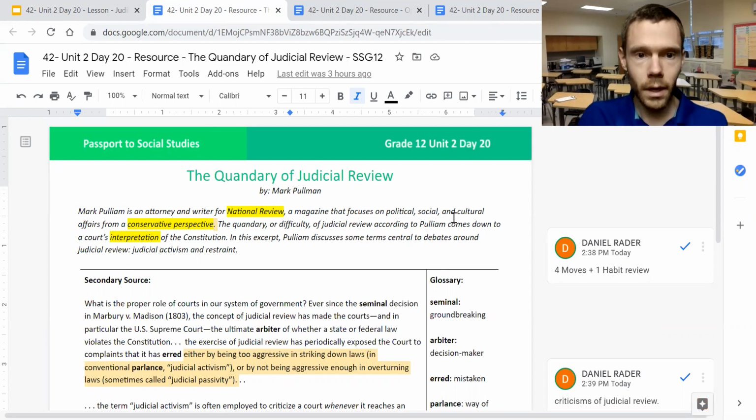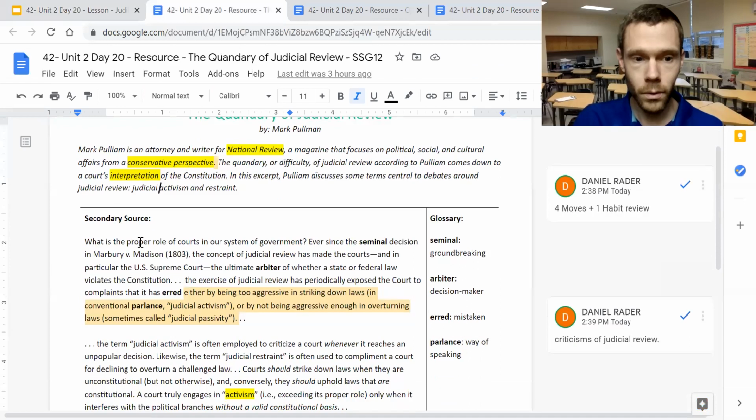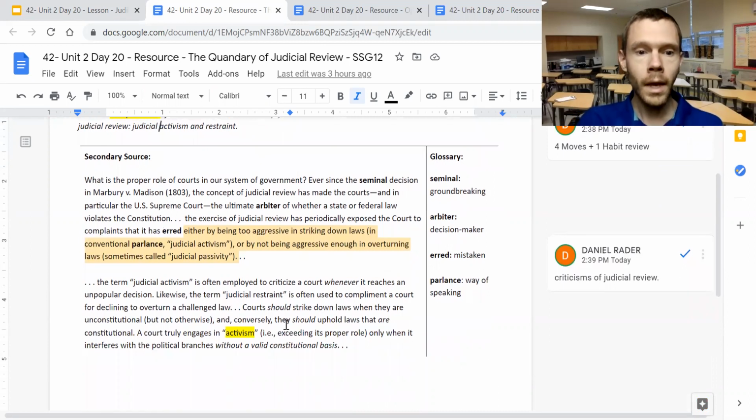And we could see that the difficulty of judicial review, according to Mr. Pulliam, is about the court's interpretation of the Constitution and whether or not the court should be very activist or quote unquote aggressive, or if they're being too passive. So those are some of the criticisms of judicial review that I noted in the first paragraph after introducing the concept of judicial review in the court case Marbury versus Madison in 1803. And then looking at the definitions of activism.